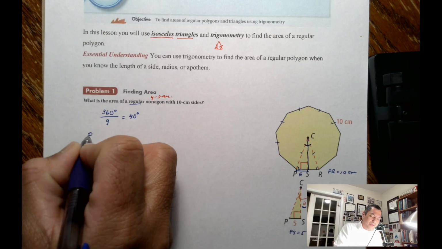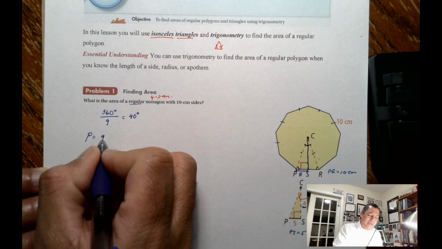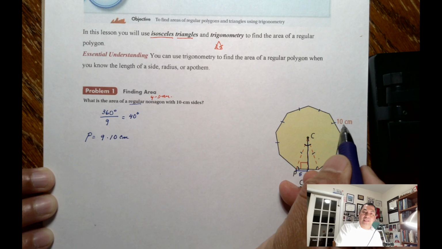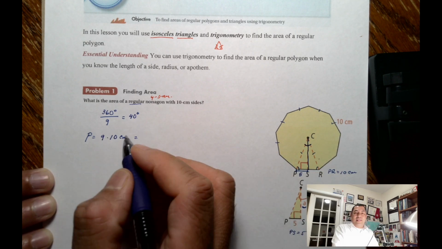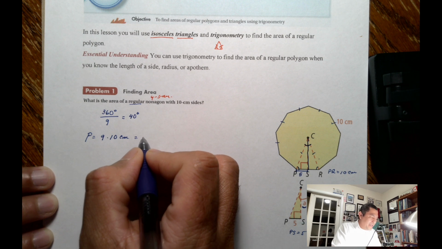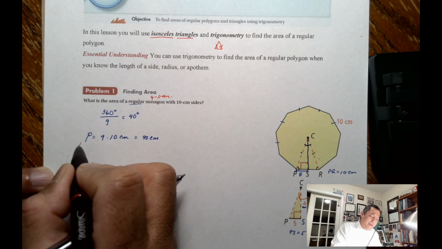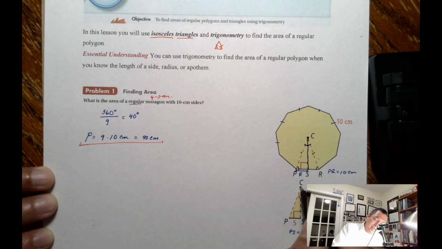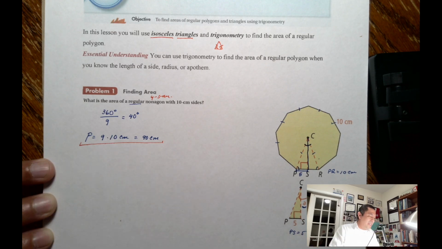So I know perimeter is equal to the number of sides. In this case it is 9 sides times 10 centimeters, which is the length of one of the sides. So I have that in this case the perimeter is 90 centimeters. Okay, so I have that one. I have the perimeter. At some point I need to find the apothem. Okay, so the apothem, I'm going to name it CS. So I'm going to find the apothem CS.